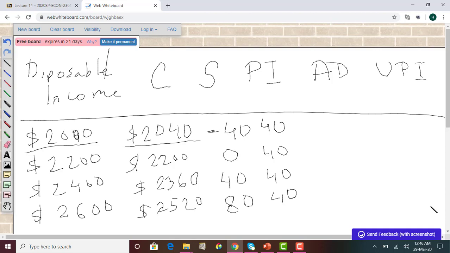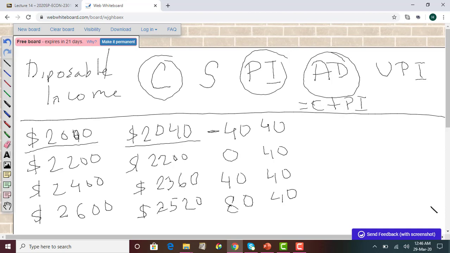Now let's move on to the next column, aggregate demand. Aggregate demand in this case will be a summation of your consumption plus your planned investment. So this plus this is equal to C plus PI. In this case, your consumption is 2040 and your planned investment is 40. So if we add these two numbers, the aggregate demand will be 2080. Same way, if your consumption is 2200 and your planned investment is $40, we add those two numbers and we get 2240. Third level, we see the consumption is 2360 and we add $40, so that's 2400.